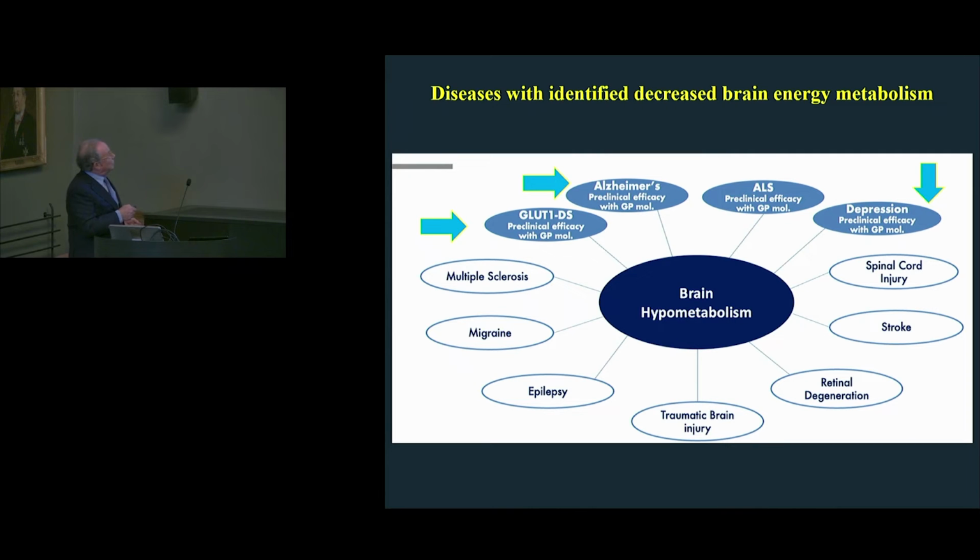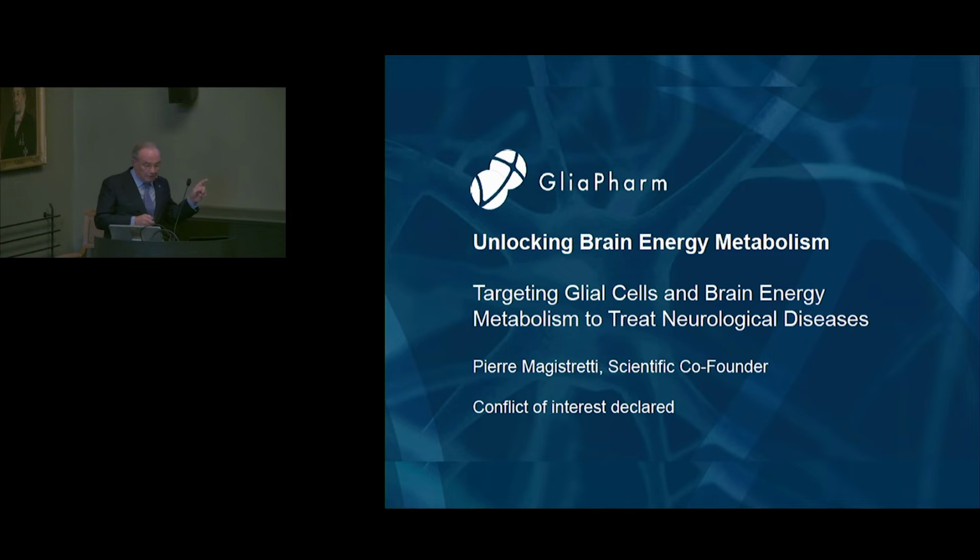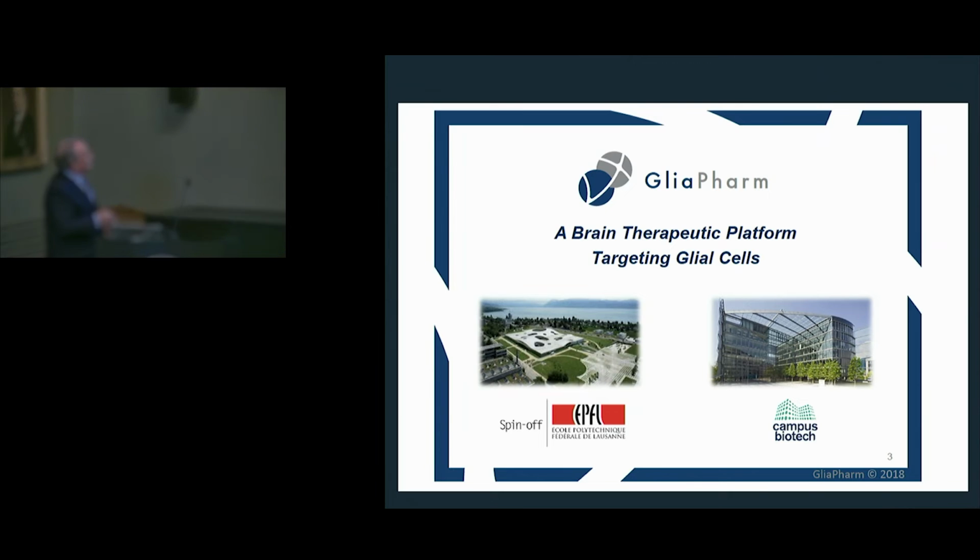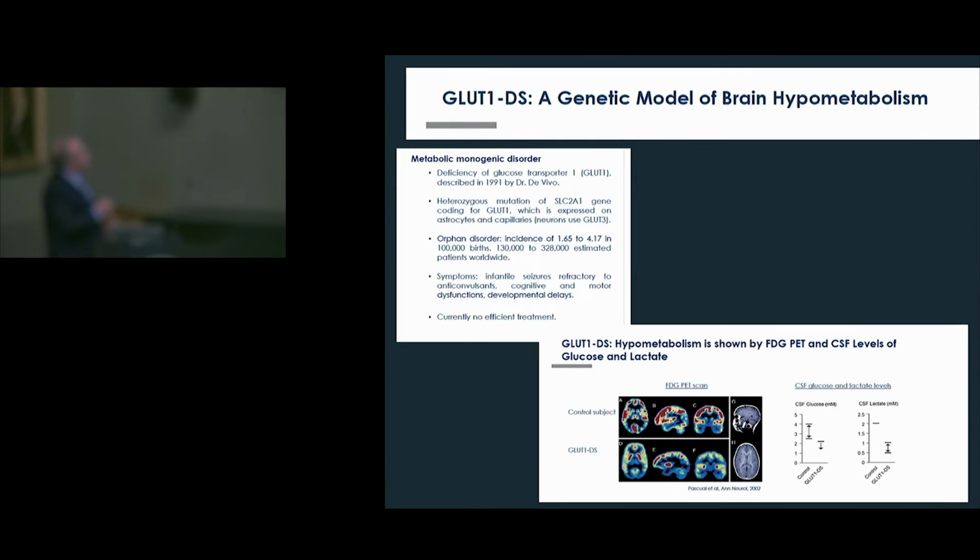So let me go very briefly to 2 other diseases, GLUT1 deficiency syndrome. And by the way, the data that I will be showing here are from a spin-off from my lab at EPFL called Glia Farm. So I have a conflict of interest. This disease, glucose transporter 1 deficiency syndrome, as it says, is a mutation of the glucose transporter, which is selectively present in astrocytes and capillaries. And as you can see, it results in epilepsy at a young age and then important motor dysfunctions.